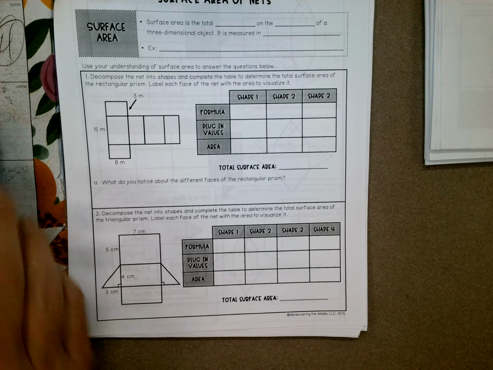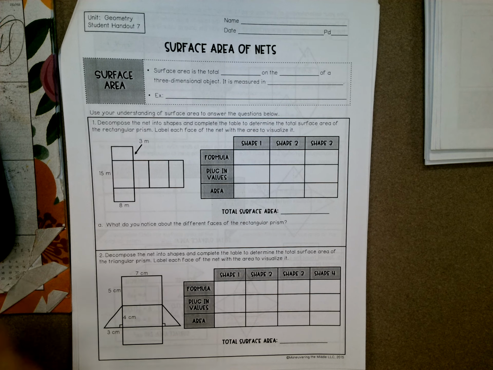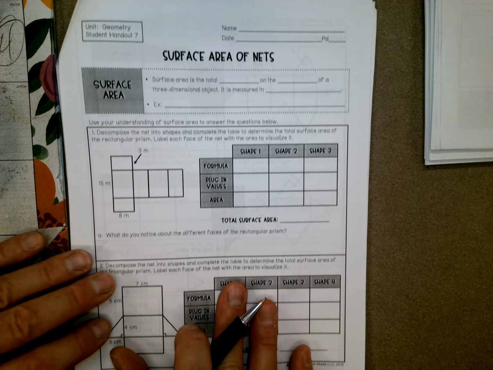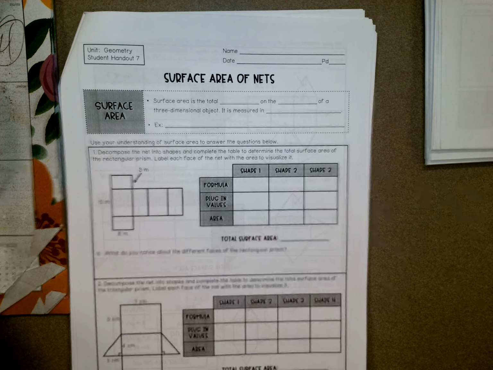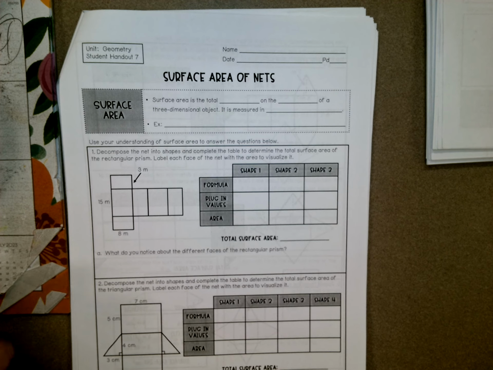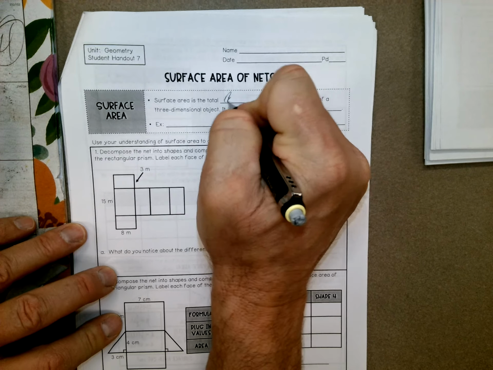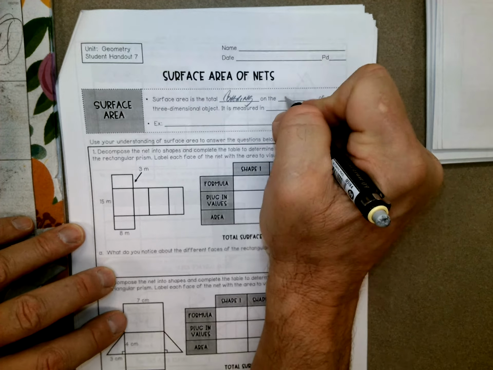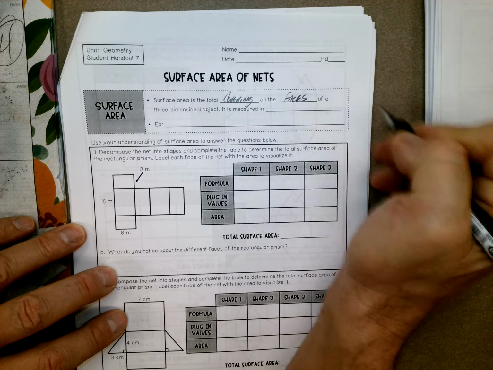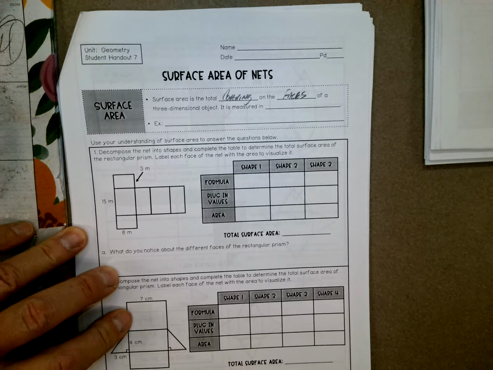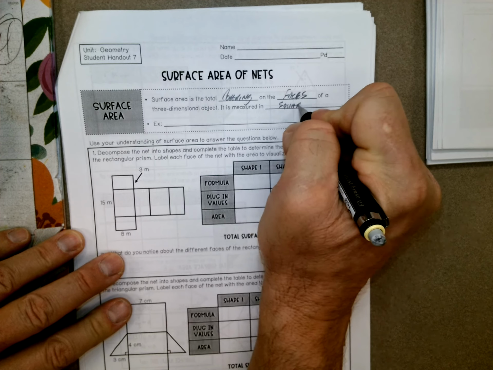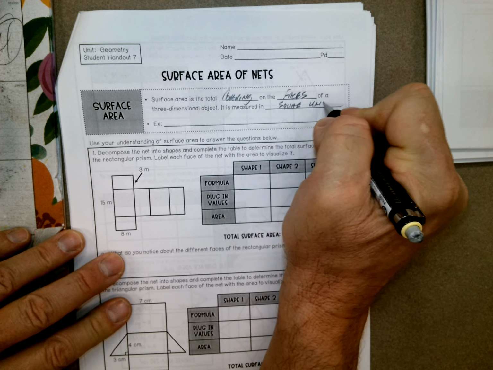We're going to get into surface area of nets today. Found out yesterday a net is where we take a three-dimensional figure and lay it flat to a two-dimensional flat object, right? So we're going to find the surface area of these things today. Surface area is the total covering on the faces of a three-dimensional object. It is measured in square units.